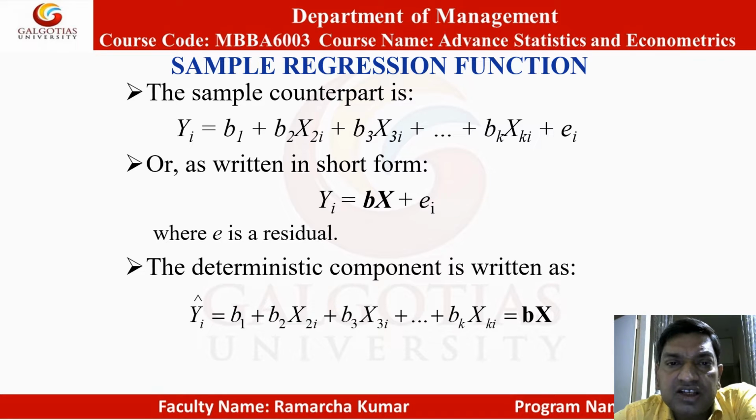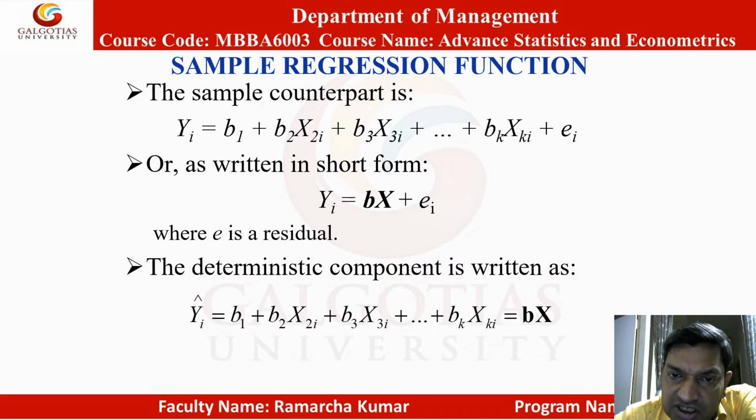Remember, when we write this as the sample counterpart, b1, b2, b3 are basically estimates for beta 1, beta 2, beta 3, which are unknown but constant. And in the sample, these b1, b2, b3 are known but they are variable. They change from one sample to another sample. Or it is written as yi is equal to b times x plus ei, where e is the residual. So here you know the difference between error and residual. Error is in the true population model and residual is for the sample.